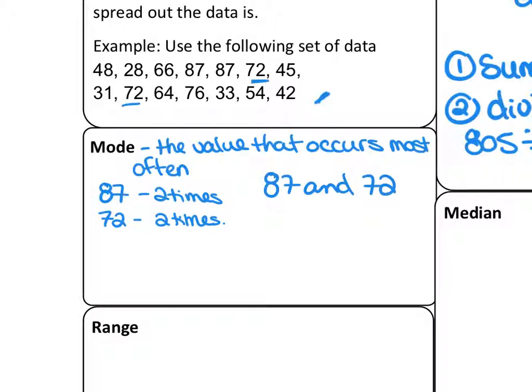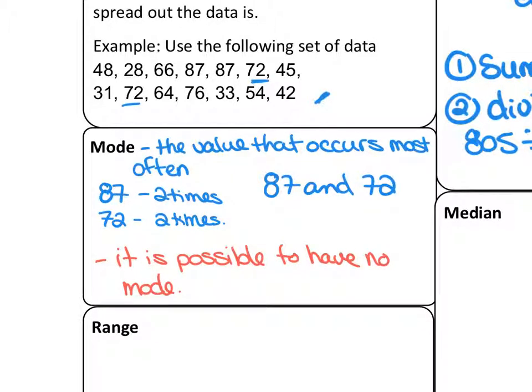It is possible, I'm going to write it in a different color, that you don't have any mode. If you don't have a mode, that means none of the numbers are repeating. It's possible to have that. It's possible to have only one. It's possible to have three or four. It just means you have to look at the data and see how many times. But it is the one that occurs the most. So if you have three that occur three times and one number that occurs four times, it'll be the one that occurs four times. That is the mode, the one that occurs most often.